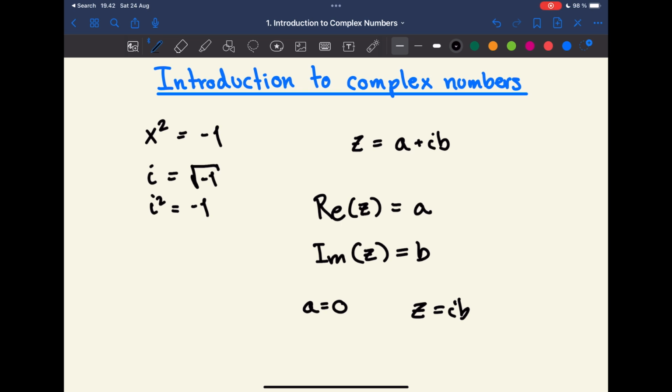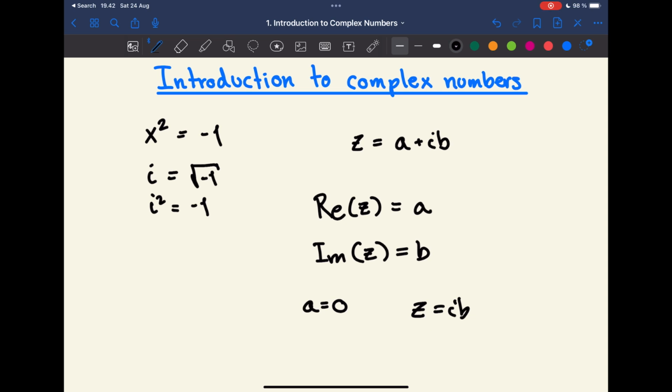Now, let's take a look ahead: why do we need complex numbers? It's very useful, and you use it in a lot of fields of study. For example, you use it in electromagnetism, you use it in quantum mechanics, and also signal processing, and a lot more fields. So it's very useful to know what complex numbers are.